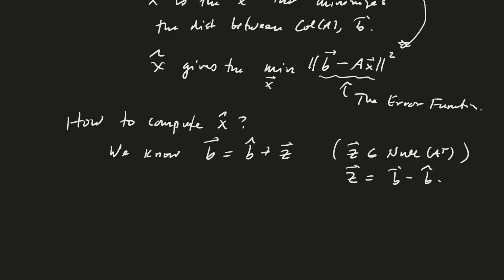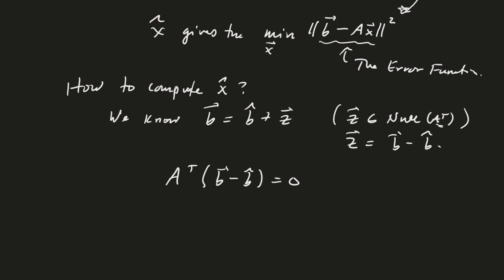Okay, so b is the sum of b hat plus z, where b hat is in the column space of A, and z is in the complement of the column space of A, which is the null space of A transpose. So we know that b can be written as b hat plus z. Now z is in the null space of A transpose, and also z is equal to b minus b hat. And so therefore, because z is in the null space of A transpose, we know that A transpose times b minus b hat must be equal to 0. A transpose times z is equal to 0 is what we're saying there.